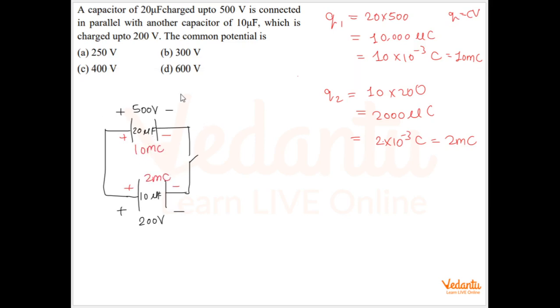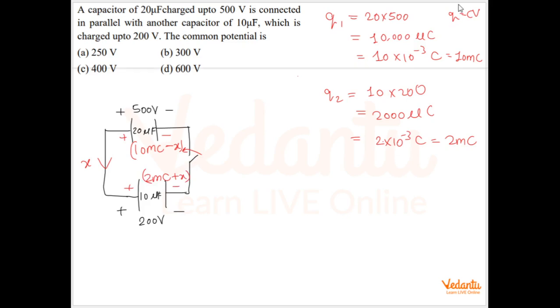Okay, now in this case beta, when I close the switch, what happens is that some charge will go from higher potential to lower potential. Let's say charge X goes from higher potential to lower potential. Then beta, the new charge on the 20 microfarad capacitor will be 10 minus X, and the new charge on the 10 microfarad capacitor will be 2 plus X.